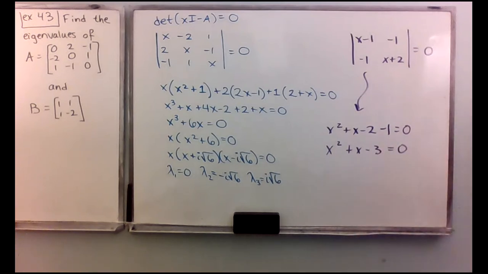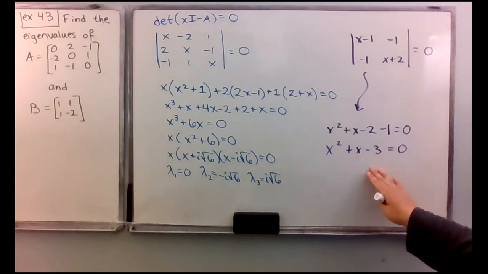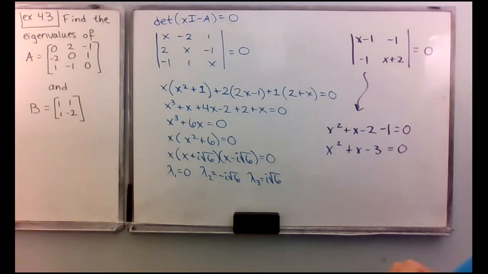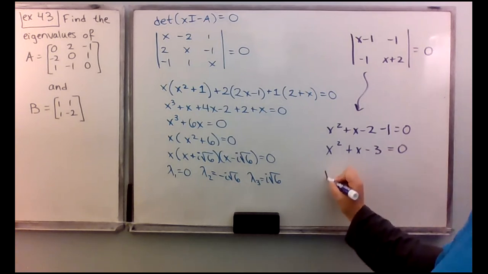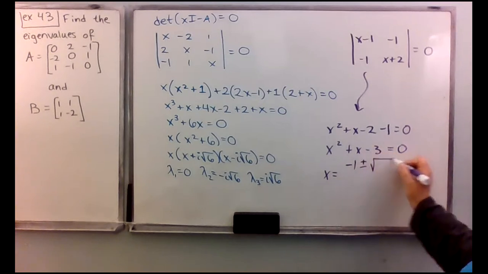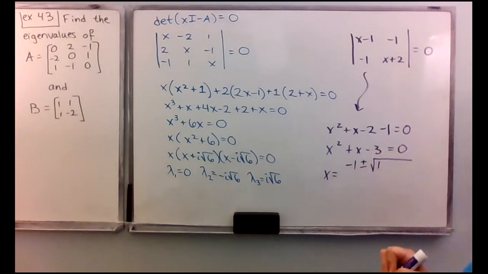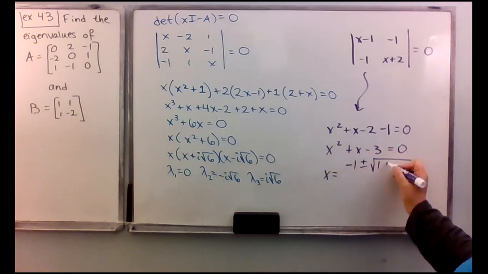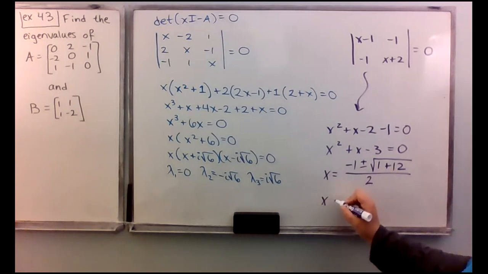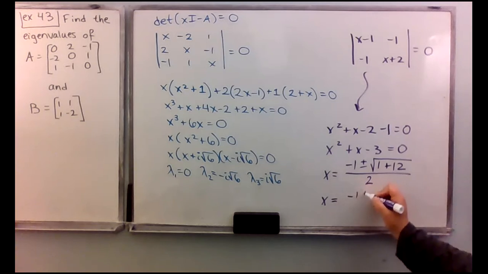Now, in this case, this is not going to factor. So we can either complete the square or we can use the old standby, the quadratic formula. That's the approach I'm going to take. So we have x is equal to negative b, so negative 1, plus or minus the square root of b squared, which is 1, minus 4ac. So negative 4 times 1 times negative 3 is going to give me plus 12, all over 2a, which is just 2. So this means that our eigenvalues are going to be negative 1 plus or minus root 13, all over 2.